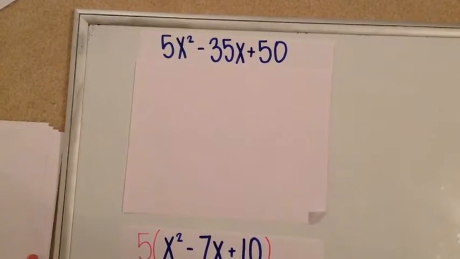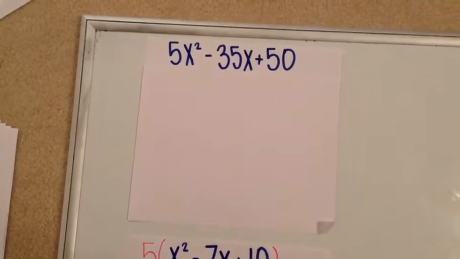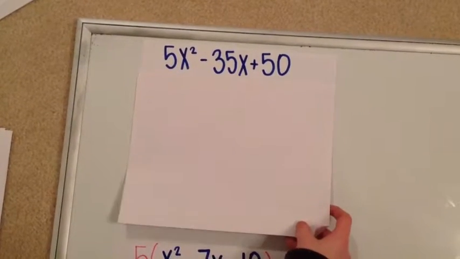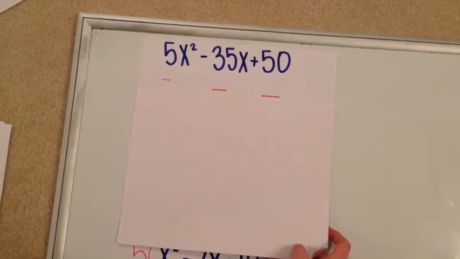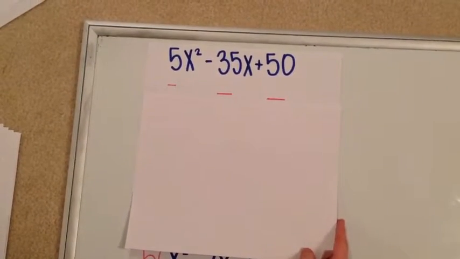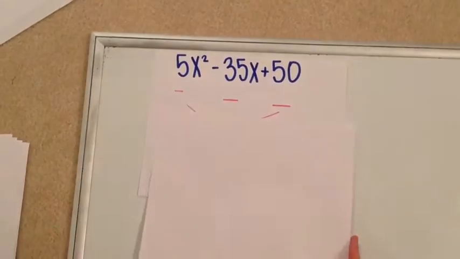Alright, let's do a little bit trickier example. So then our next one is 5x squared minus 35x plus 50. So we have to begin by looking at our GCF. So we look at all the numbers in our equation and see if there's anything that we can take out. And when we look at it, we can see that we can take out a 5 from all the numbers.